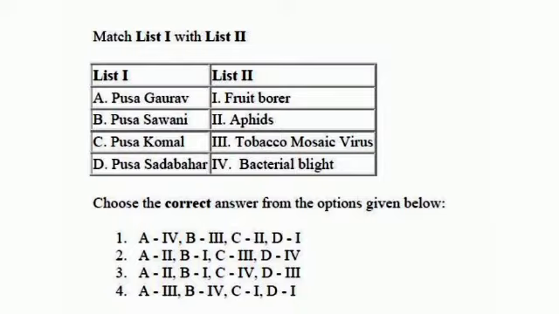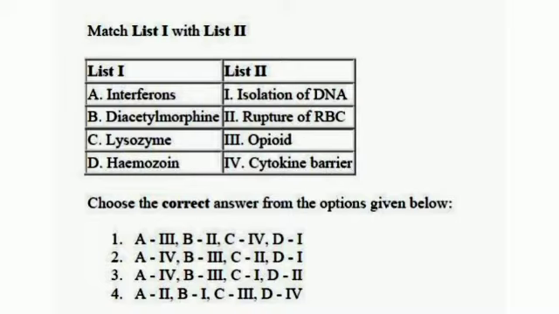The next is also a match the following, and List 1 consists of interferons, diacetylmorphin, lysozyme, hemozoin. And List 2: isolation of DNA, rupture of RBC, opioid, cytokine barrier. And from the options given below, the right one is option number 3, that is interferon, cytokine barrier; diacetylmorphin, opioid; lysozyme, isolation of DNA; hemozoin, rupture of RBC.